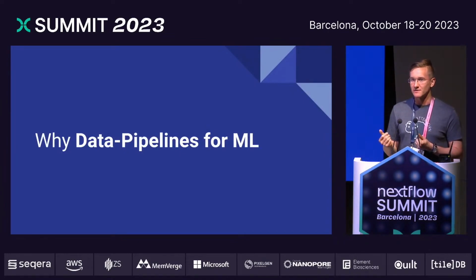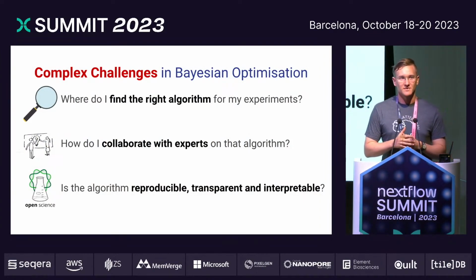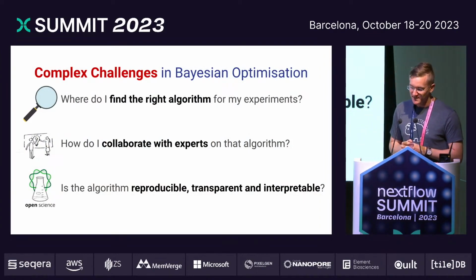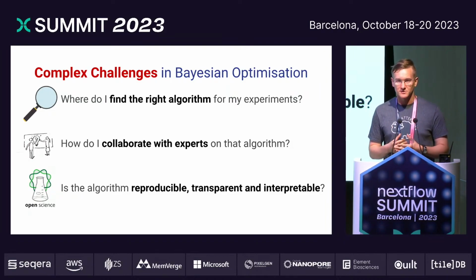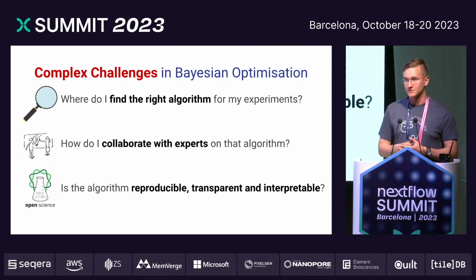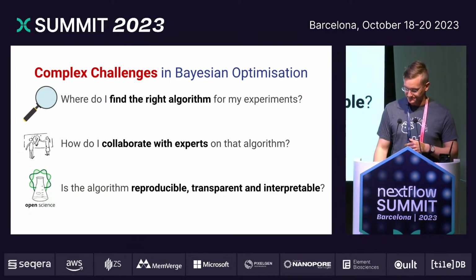So why do we need data pipelines for machine learning is the final step here today. There are challenges in Bayesian optimization, of course. There's no free lunch. The first one is that we need to find the right algorithm, since different machine learning algorithms are specific and perform better for certain materials. You also want to collaborate with an expert on it, so you don't want to leave statistical efficiencies on the table, but you want to integrate them into your machine learning model. And finally, of course, it's science, so we want it to be reproducible, transparent and interpretable. It would be great to have some kind of structure and standard to standardize this.